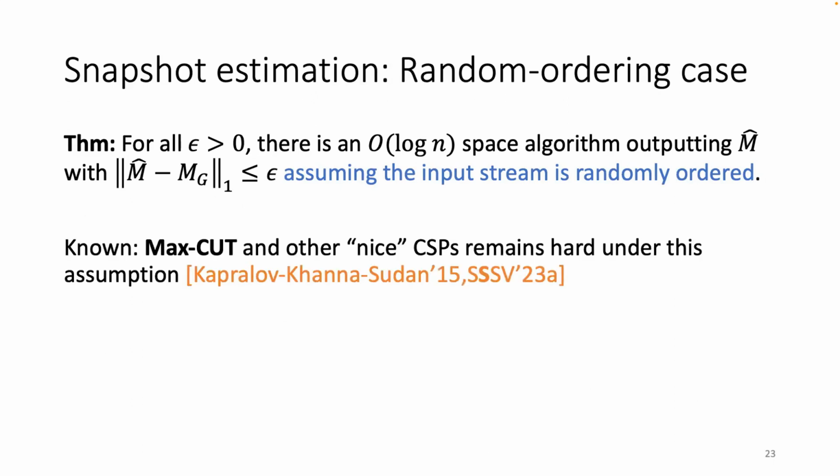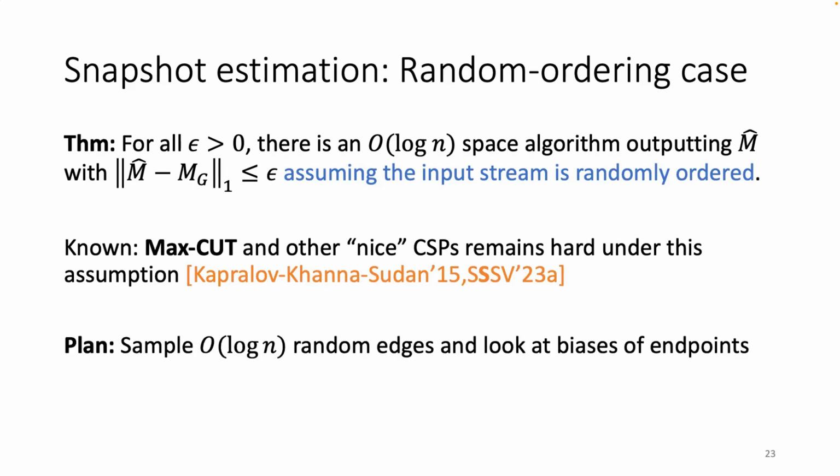And sort of for the record, this was an interesting thing because we know max cut and some other very hard CSPs remain hard even under this sort of random ordering assumption. And the reason that this random ordering assumption is helpful and lets us get a very simple log space algorithm is that it lets us do the following: sample a small number of random edges and then look at the biases of their endpoints. So again, in other words, this is a classical algorithm, which is simple. And this random ordering assumption lets us implement it as a streaming algorithm.